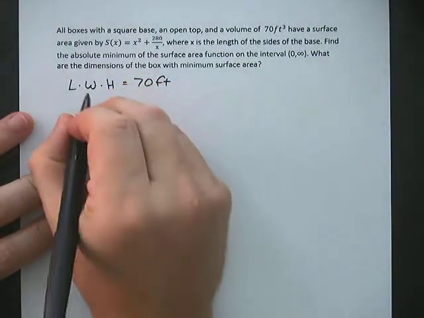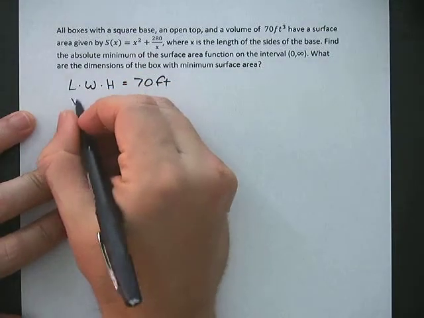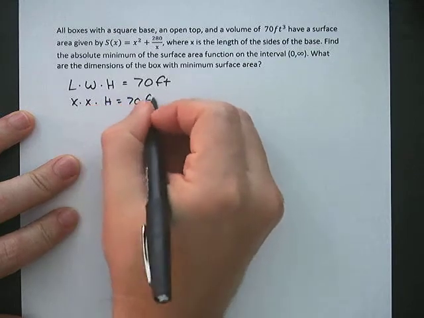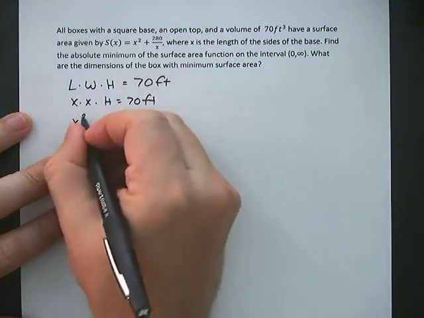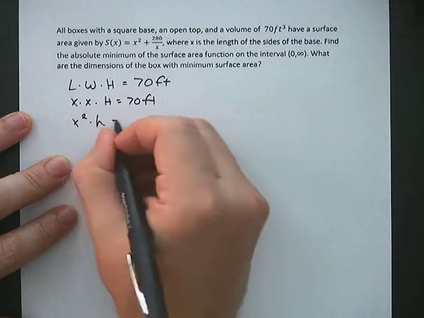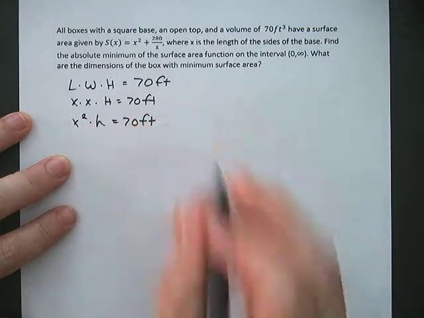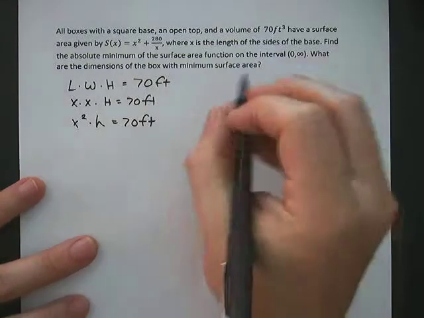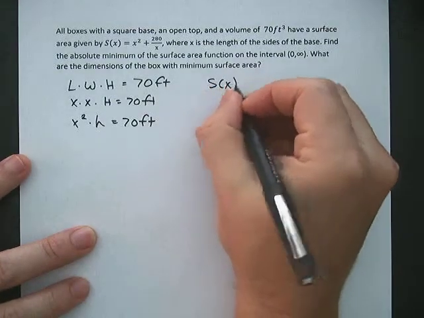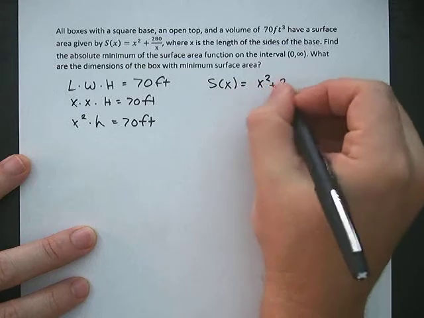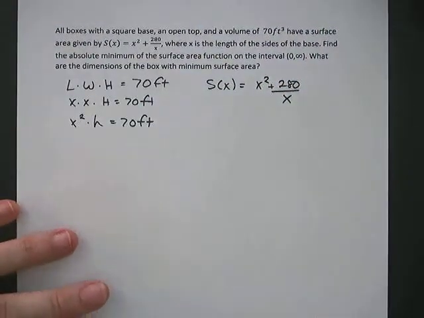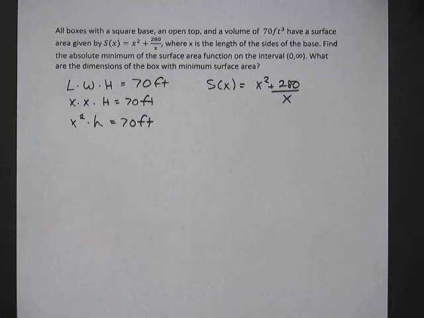So we have x times x times h equals 70 feet, which means x squared times h equals 70 feet. That's the volume formula for our box. That'll come back later. We're also given that S of x is equal to x squared plus 280 over x, and we're asked to find the minimum.